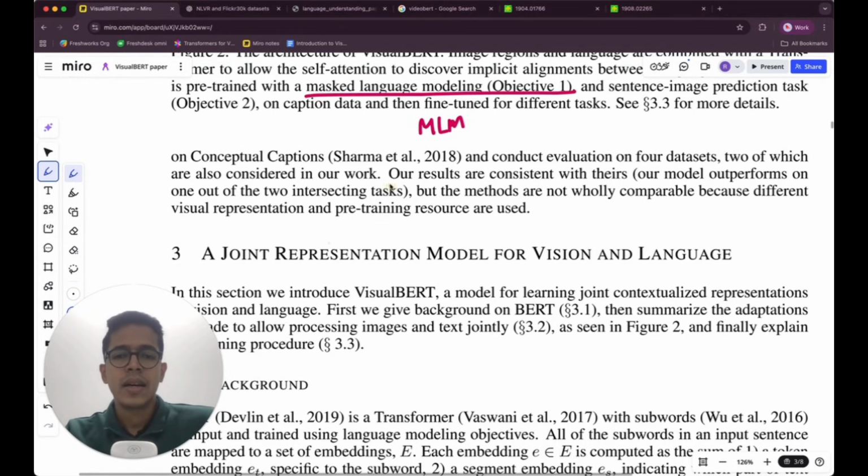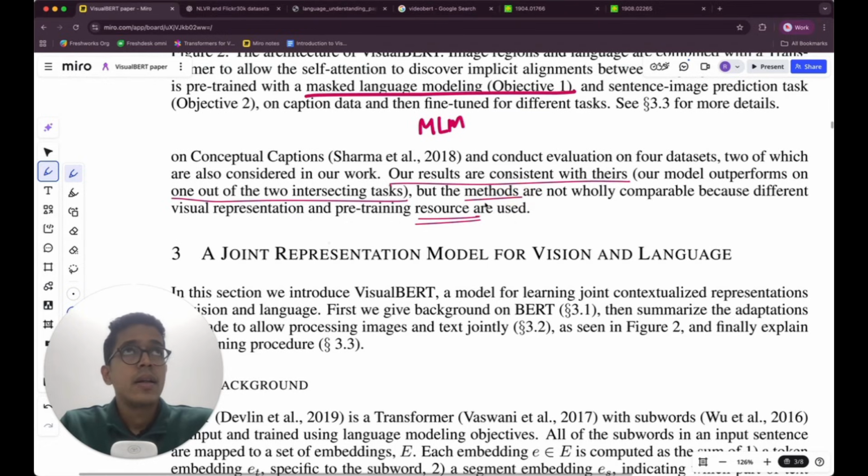Our results are consistent with theirs. Our model outperforms on 1 of 2 intersecting tasks. So in one task, one model dominates, and in another task, the other outperforms. But the methods are not wholly comparable because different visual representations and pre-training sources are used. Okay, this seems like, I don't think it's a strong argument, for sure. But yeah, methods are comparable, right?